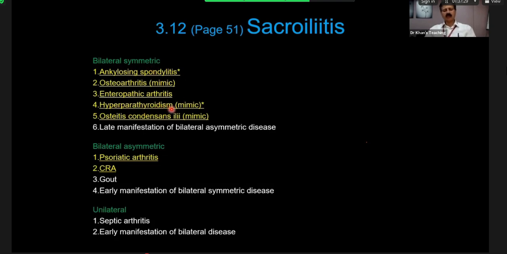Hyperparathyroidism has come in the exam many a time. And if you see here in Chapman, they have mentioned this word mimic. I will explain to you what happens. Osteitis condensans ilii is very important for your day-to-day reporting. It is not as important in the exam as for your day-to-day reporting, that you should have this concept of what it is. Asymmetrical CRA and PSA, both of these can be considered.